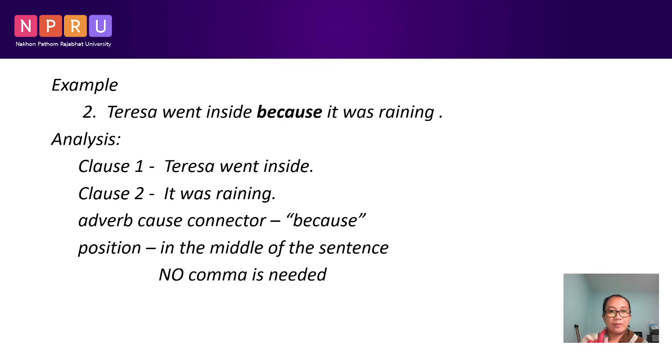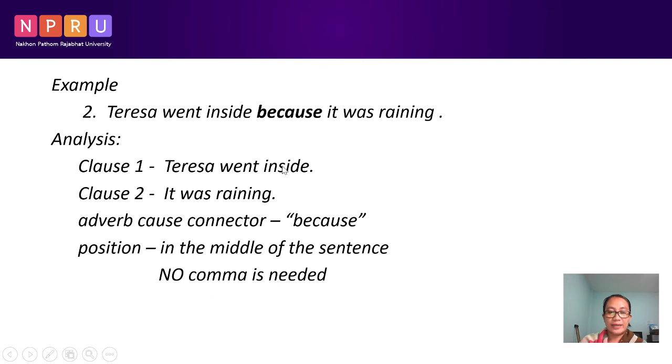So number 2 example, Teresa went inside because it was raining. So let's analyze. Clause 1, Teresa went inside. Teresa is the subject, went is the verb. In clause 2, it was raining. It is the subject, was raining is the verb. So the adverb clause connector, because, is where? In the middle of the sentence, but there is no comma.